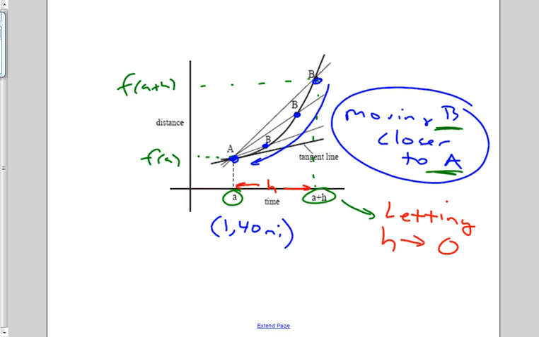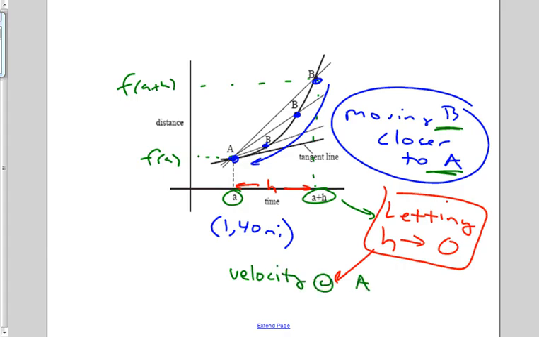And as we let h approach 0, we're starting to look at the velocity at A, just at A. And if we're talking about the velocity at just a point, this is my instantaneous velocity.